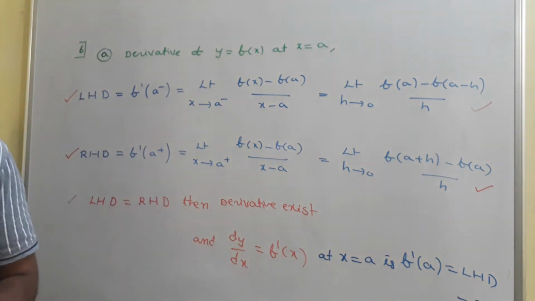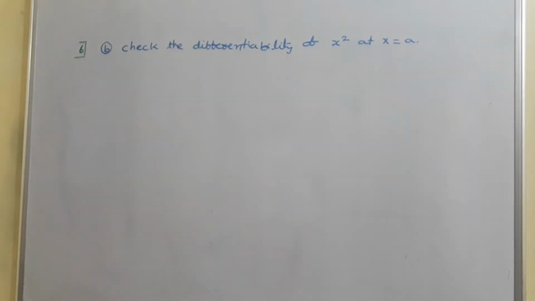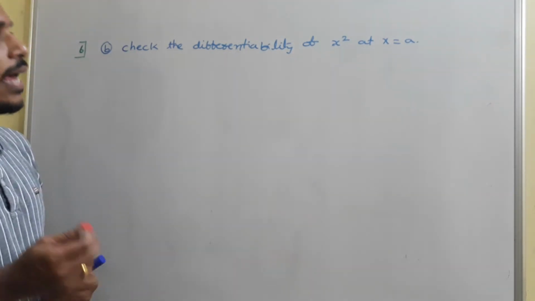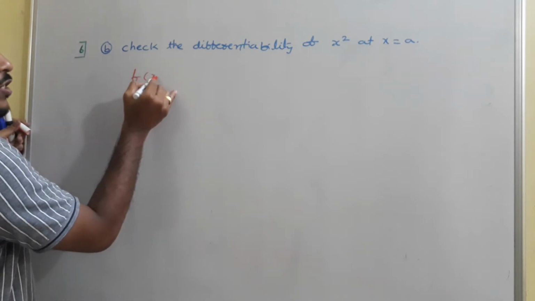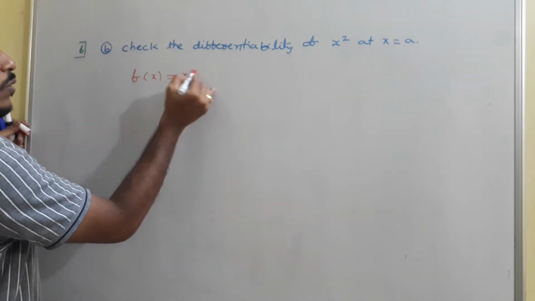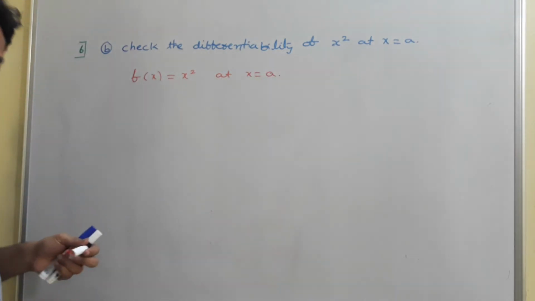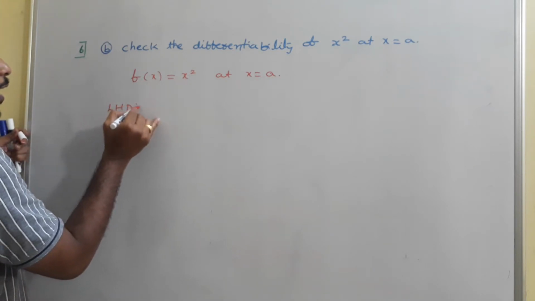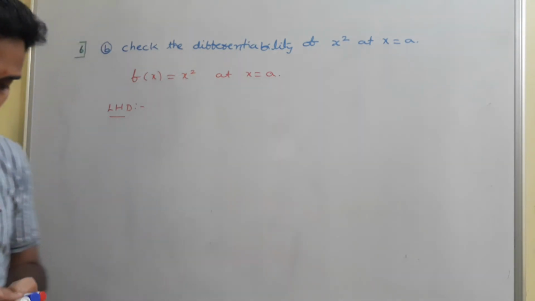Okay, have a look, and I will give you one simple problem. Check the differentiability of x square at x equals a. So consider f of x equals x square, and we are going to discuss its differentiability at x equals a. First of all, try to find the left hand derivative at x equals a.